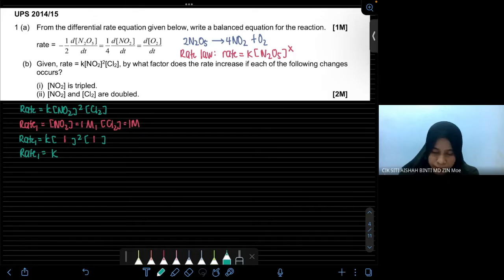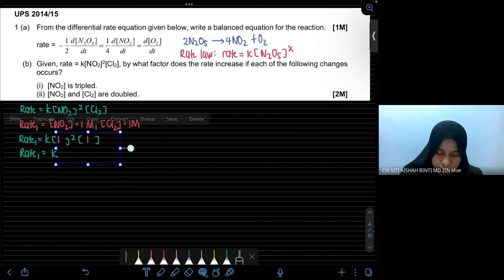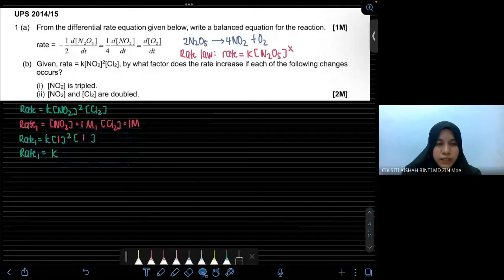Okay, kalau masih tak nampak lagi tak apa. So sekarang ni kita tengok, sebab based on question dia minta, what if the concentration of NO2 is triple? So from here, rate 2 pula is when the concentration of NO2 triple. So dia triple jadilah 3 molar.